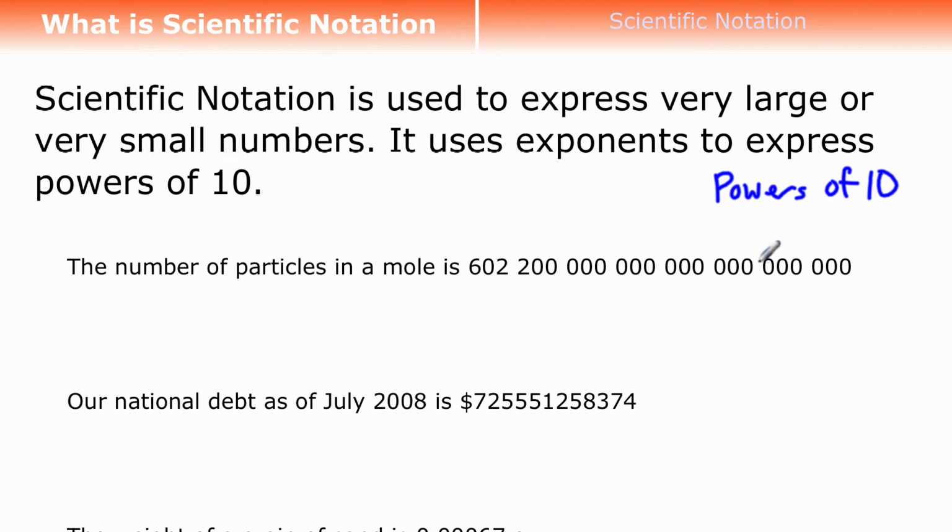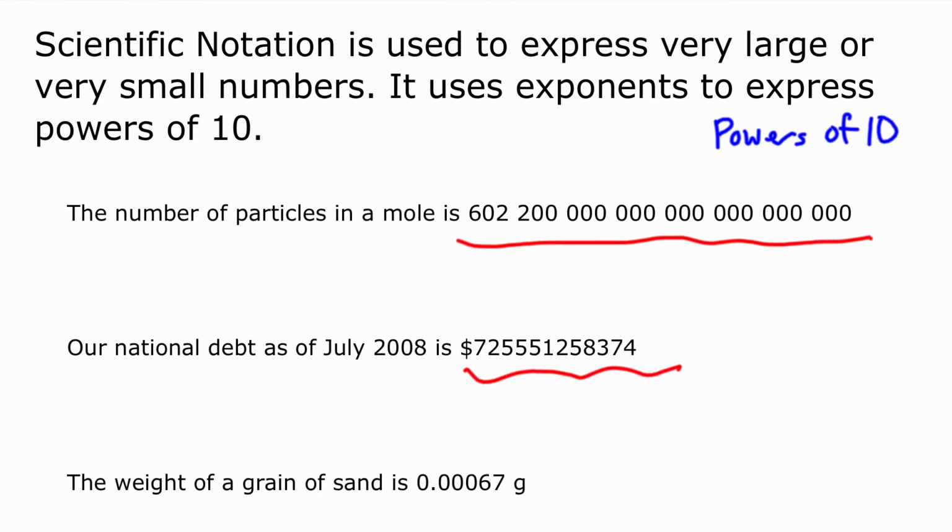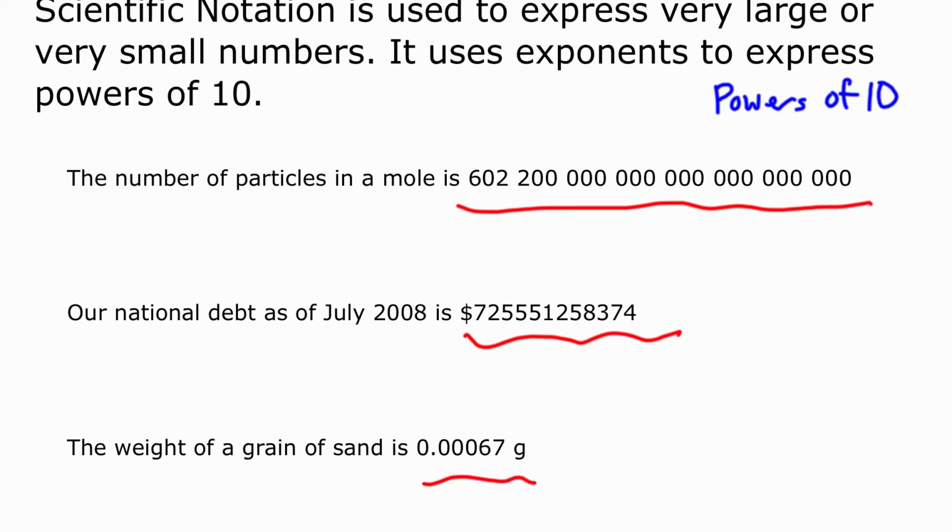And actually, when we're comparing numbers with powers of 10, we can get quite a bit better idea of how much bigger one number is than others just from looking at a power of 10. So here's some examples. The number of particles in a mole of oxygen or a mole of something is this number, huge. Our debt, probably way too big. The weight of a grain of sand is about that much. So those are some examples of numbers that might be worth it to change to scientific notation.